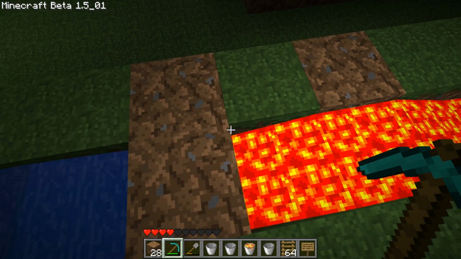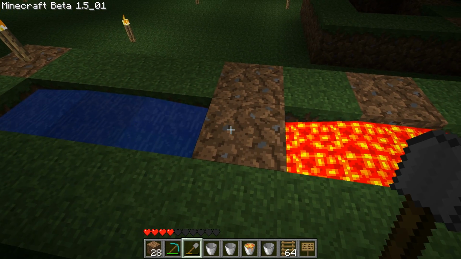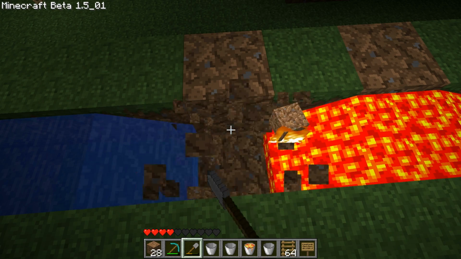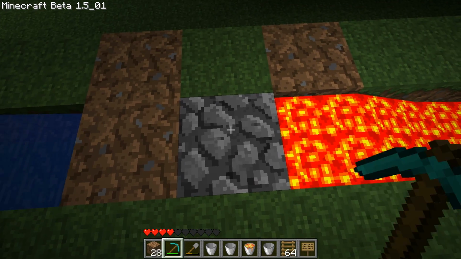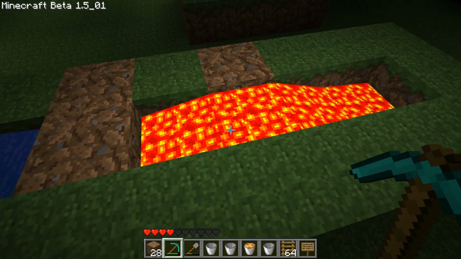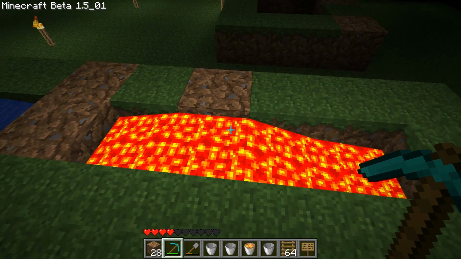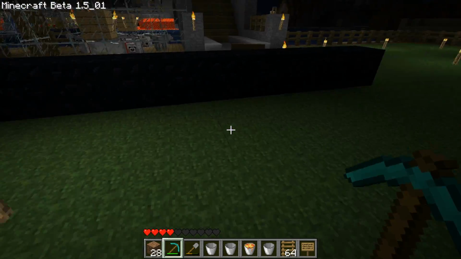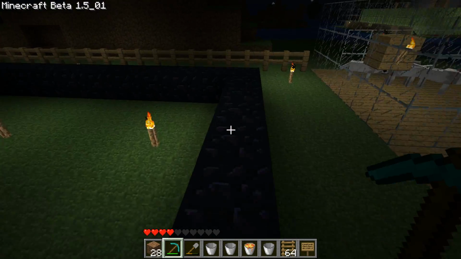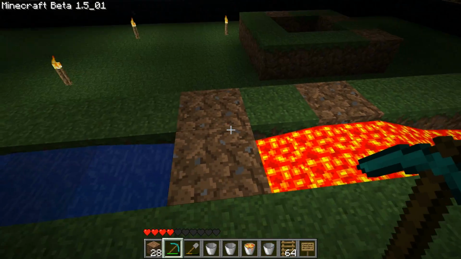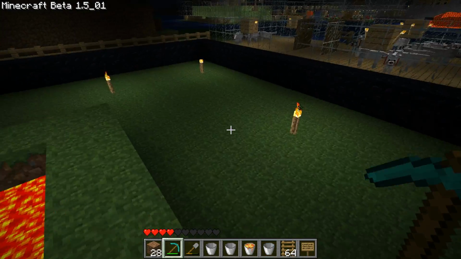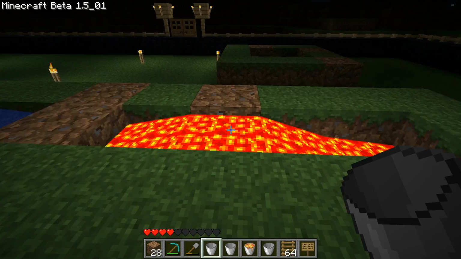Now, wherever flow of water meets a spring of lava, we get obsidian, which is what you see around this base, which is nearly invulnerable to TNT. It can only be mined with a diamond pick. It's definitely one of the best sources of protection you can find in Minecraft. So I'll demonstrate that right here.